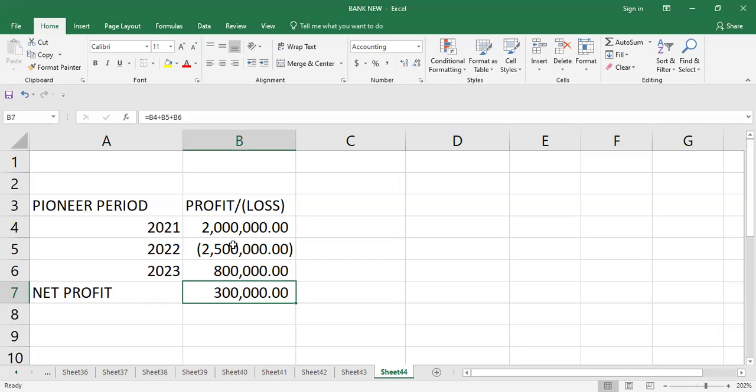You cannot say you want to carry this 2.5 million forward. No, you will sum the 3 of them together. The balance is 3 million positive, which is a profit. Assuming it's a 3 million loss, you can carry it forward. Do you understand this illustration? Do you understand?